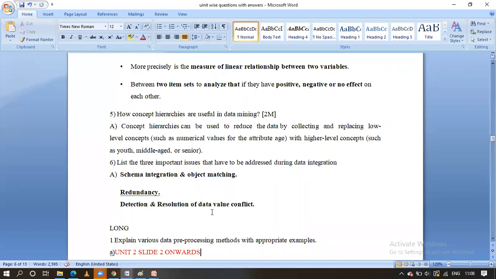And the next one is detection and resolution of data value conflicts, guys. For example, I have taken one data set from India, one data set from the UK, and another data set from America.